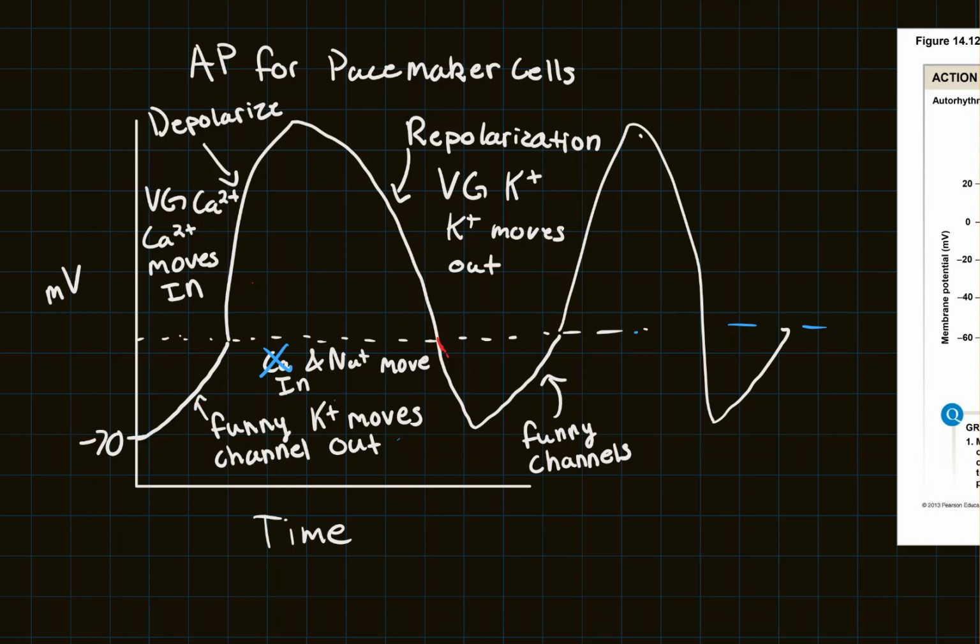So the reason why I said calcium moves in during this phase is because of a very small detail that I missed. So on that white line, that gradual depolarization, those funny channels open up at the start. And then right around here, the funny channels will close. So those red lines indicate when the funny channels are open. So right before it reaches the membrane threshold, those funny channels close.